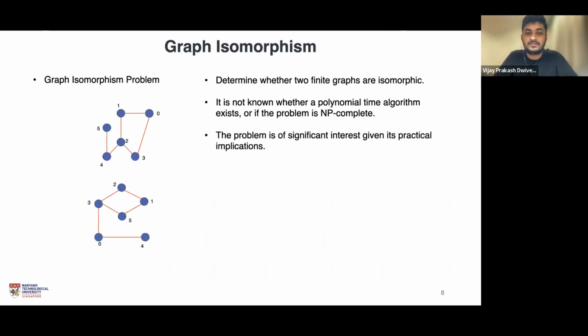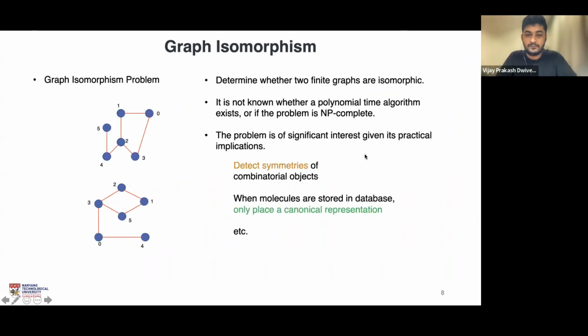However, this problem is of significant interest given its practical implications. For example, if we have this kind of algorithm, it could detect symmetries of combinatorial objects. And also, if we have a database which stores graphs, for example, for molecules, and we don't have a way to determine if two graphs are isomorphic or not, we may end up storing different representations for the same graph.